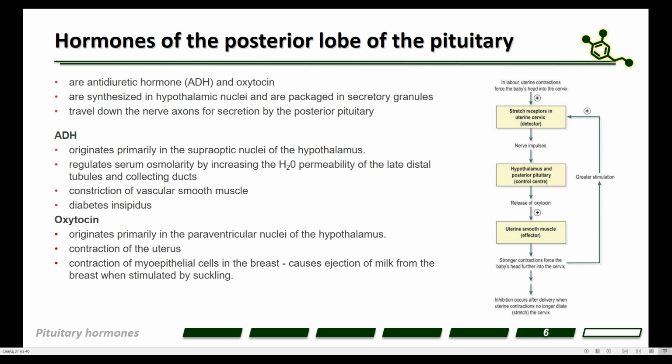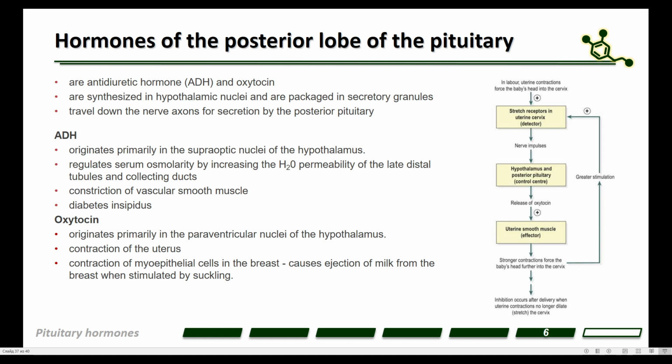So here you have feedback control for the oxytocin secretion. Here you can see during labor, uterine contractions force the baby's head into the cervix. These will stimulate the stretch receptors in the uterine cervix. That's how the stimuli will be detected. Then through nerve impulses, it will be sent to the hypothalamus and posterior pituitary.